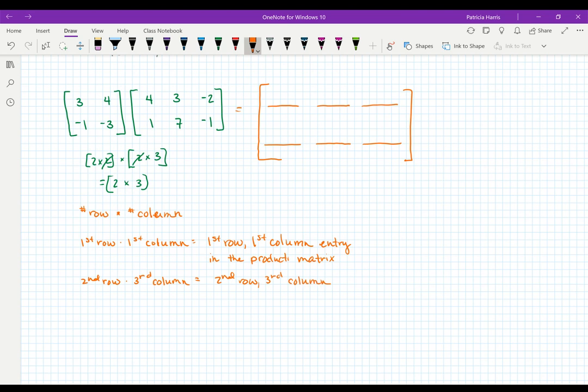Okay, now this is going to seem super confusing when you do it the first time, but you do get used to it. Okay, I like to use colors and circles and things like that. So we're going to go for our first entry. So we're going to go first row, first column. We're going to go 3 times 4 plus 4 times 1. Now we're going to move to the second column.